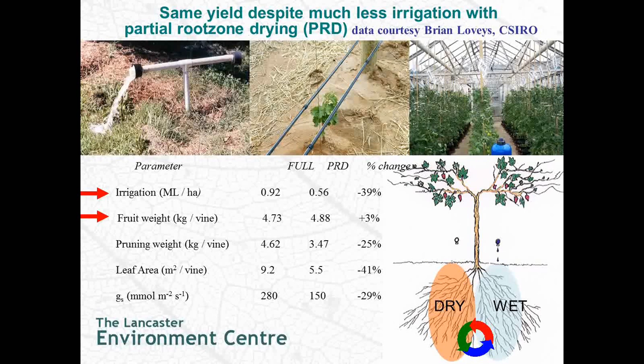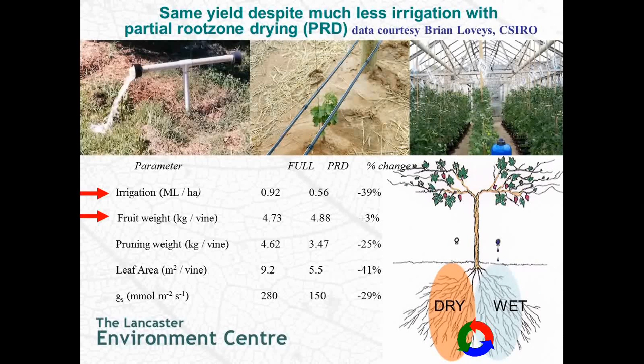Full irrigation, where the entire root zone was irrigated, and then a partial root zone drying treatment, where there were two drip lines either side of the row of vines. One was watered, and the other one was allowed to dry the soil. And then after a period of time, the wet and the dry sides were swapped over.